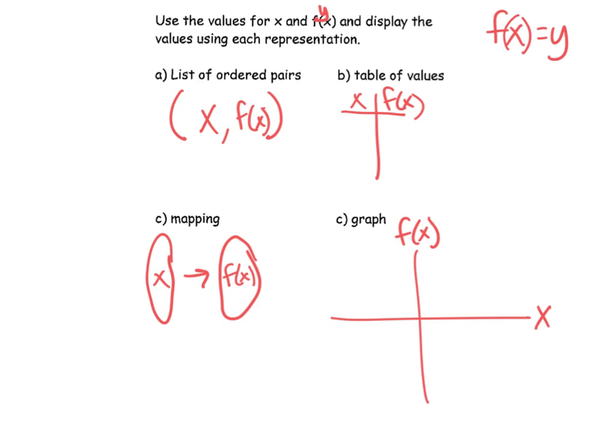Oh, I didn't even record that whole thing. Okay, x is going to stand for x. Instead of f of x, I'm going to put y. So what I did on this page is I plugged in, what would it look like if I had a table of values? What would it look like if I had an ordered pair? What would it look like if I had mapping? What would it look like if I had a graph? Okay, so now let's kind of look at the next page.